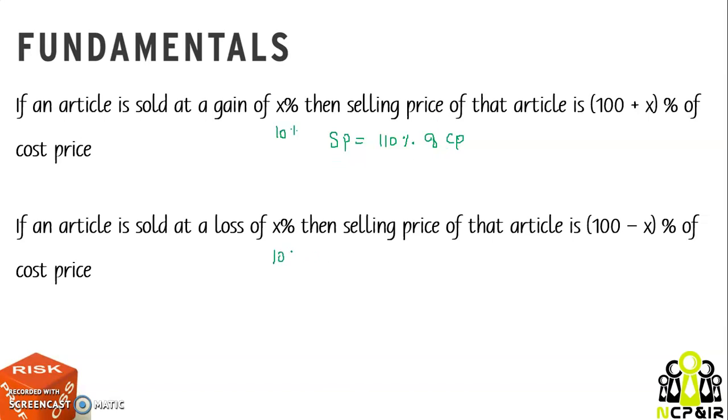Similarly, if an article is sold at a 10 percentage loss, then the selling price is equal to 100 minus 10 percentage of the cost price. That is 90 percentage of the cost price. If you can write these types of statements, then you need not remember the formula. I will show this when we solve the problems. So be thorough with this statement. This will help a lot in solving the problems in profit and loss.